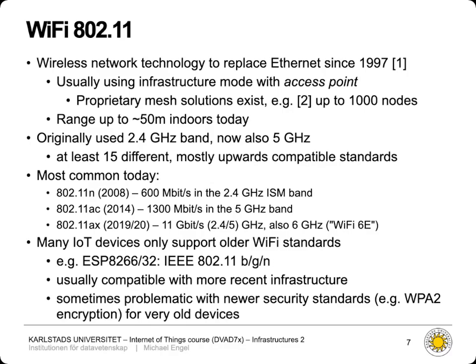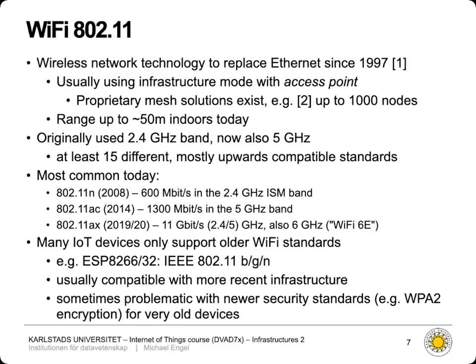There are also proprietary mesh solutions which work up to 1,000 nodes. We've linked one there, but there's no official standard for meshed Wi-Fi networks. Today we can have a range, depending on your antenna setup and so on, of up to 50 meters indoors, and depending on how you configure it outdoors, of course, a larger range outdoors. We've already seen that Wi-Fi originally used this 2.4 gigahertz ISM band. Now, also with more recent Wi-Fi technologies, we have support for 5 gigahertz with less disturbance by other network protocols here.